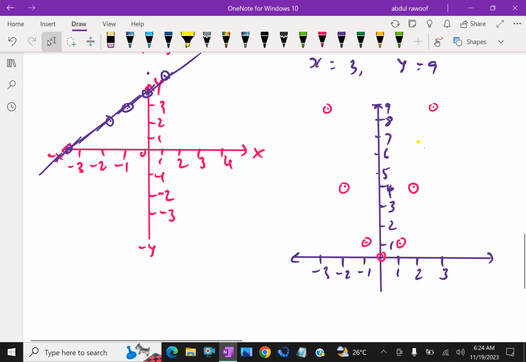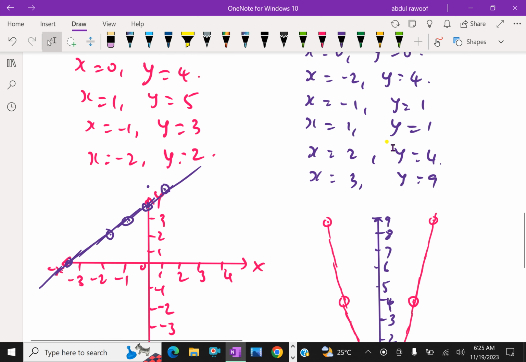Now let us join these points in a smooth curve. Here this relation equation is y equals x plus 4. Here this equation is y equals x square.